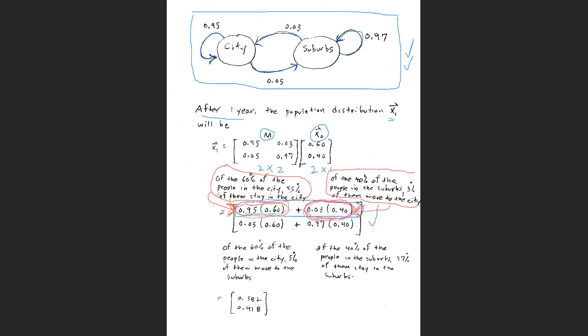Wonderful. Thank you, Christy. Well, now let's look at the bottom row. The second row deals with what percent of people after a year are going to be living in the suburbs. There are two ways that can happen.